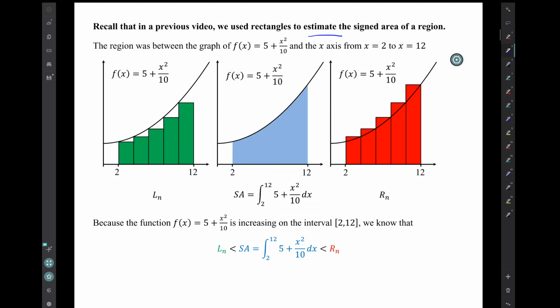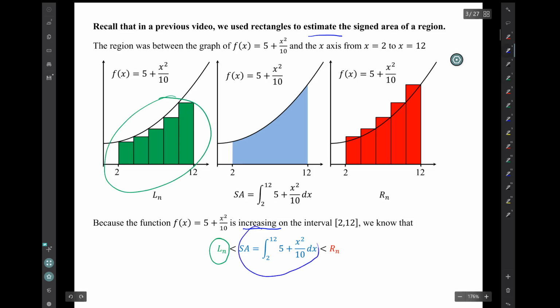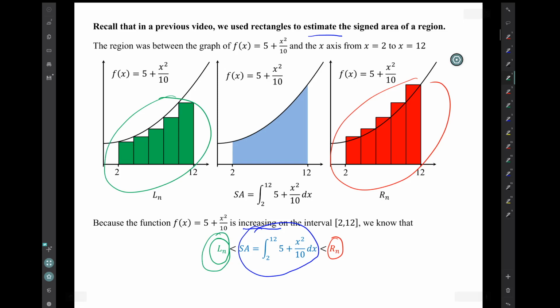Because the function f of x is increasing on the interval from 2 to 12, we know that we have this, what I call, area sandwich. The area of this green region, which is made up of a bunch of rectangles, is less than the area of that blue region. And the area of the blue region is less than the area of this red region, which is made up of a bunch of rectangles. The areas of those green and red regions are denoted by these symbols, and they're called the left Riemann sum and the right Riemann sum.